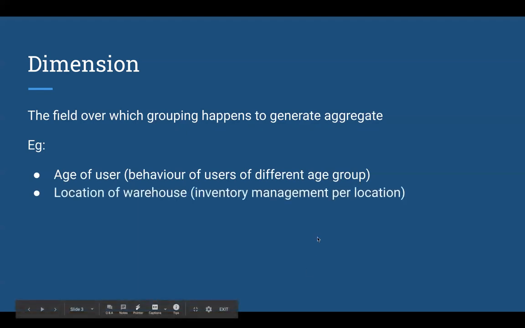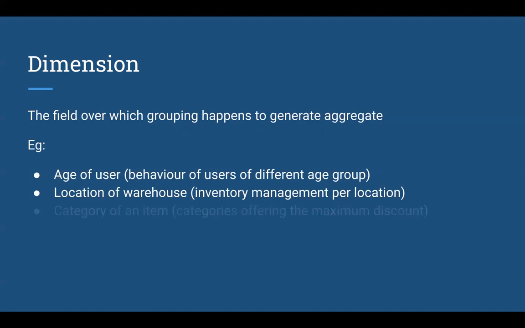If we are performing analysis on inventory management, like what is the influx or outflux of our inventories for different locations, then location becomes the grouping key or the dimension.